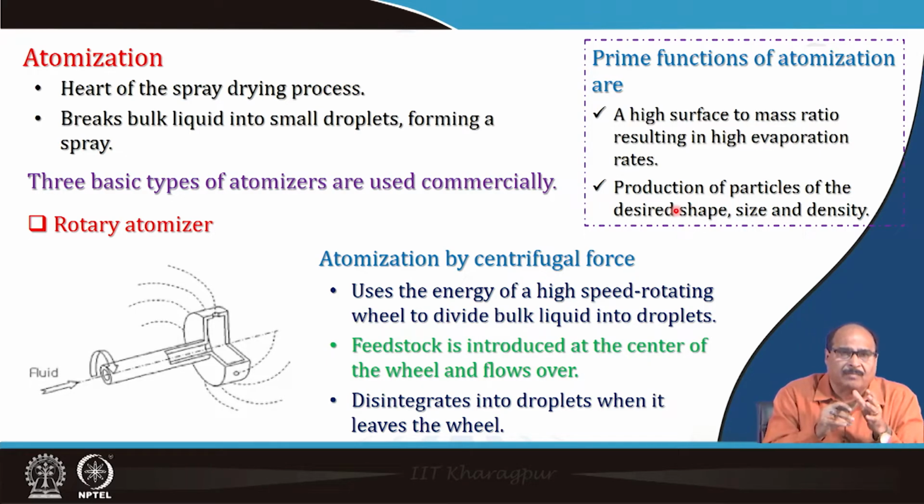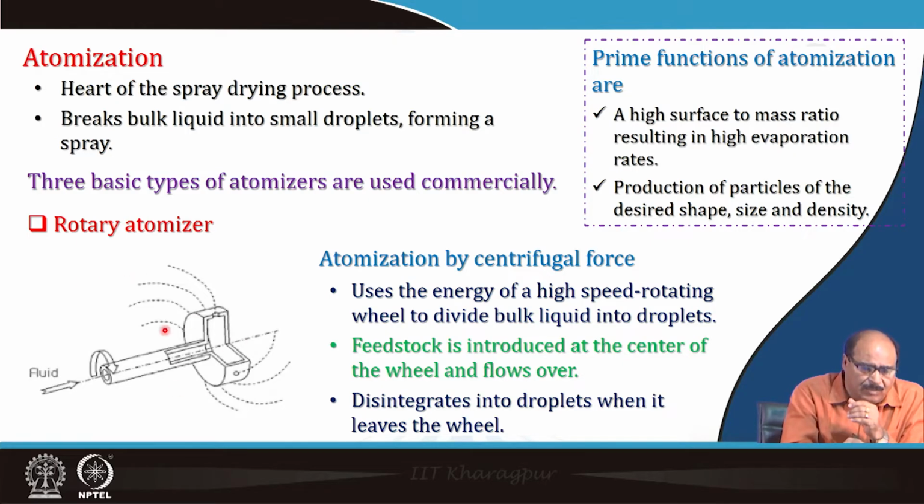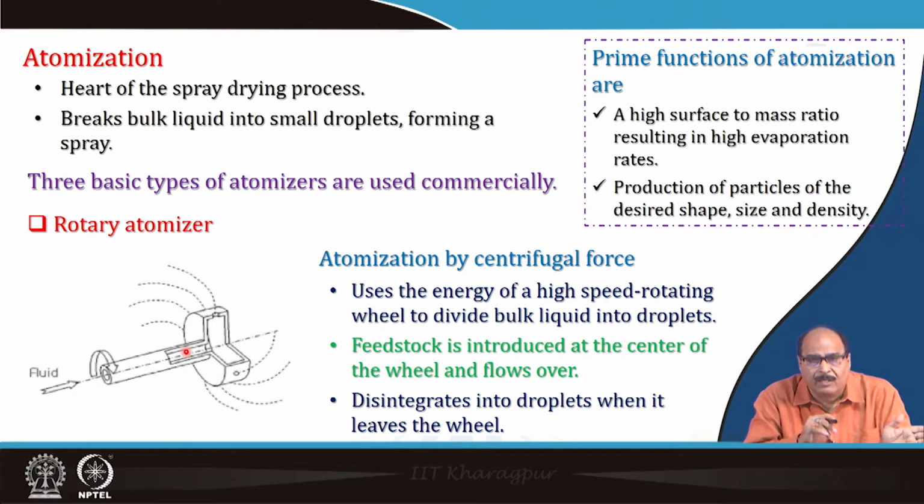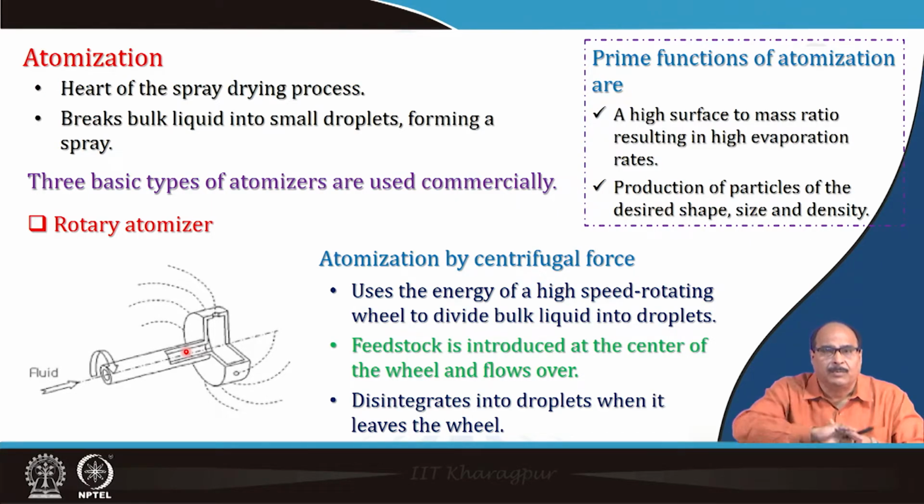There are three basic types of atomizers used commercially. One is the rotary atomizer. You can see here in the schematic figure, the fluid goes through this. It uses the energy of a high speed rotating wheel to divide bulk liquid into fine droplets. Feedstock is introduced at the center of the wheel and it flows over and disintegrates into droplets when it leaves the wheel.